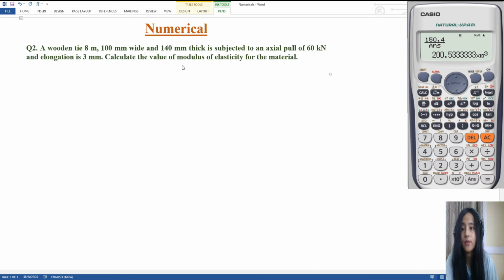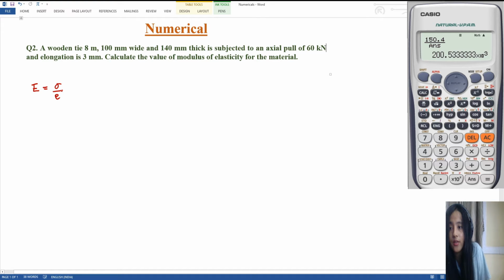So here they have directly asked us to find modulus of elasticity for the material. So how do you find this modulus of elasticity? Modulus of elasticity E is equal to stress by strain. So we need to find stress and strain, only then we can find its modulus of elasticity of the material.